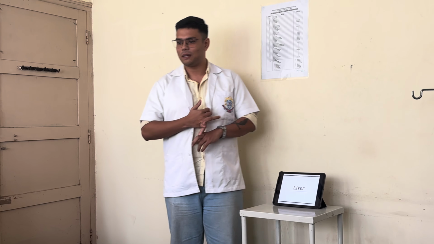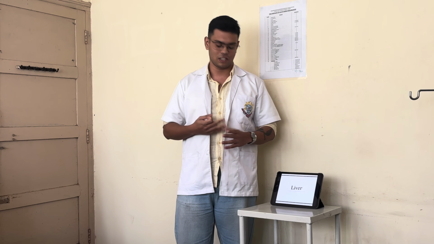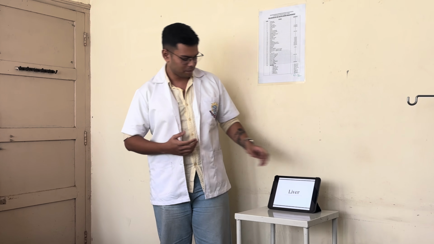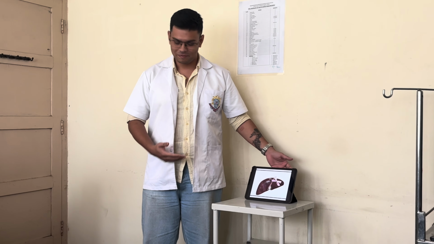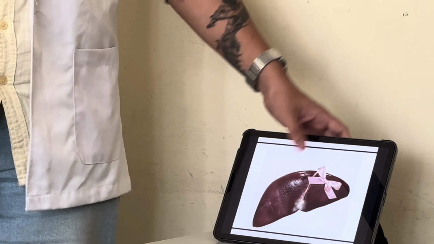So we're going to know about the liver today: its palpation, its anatomy, its location, homeopathic treatment, and also some abnormalities. Okay, so this is our liver. So it's a spooky liver.